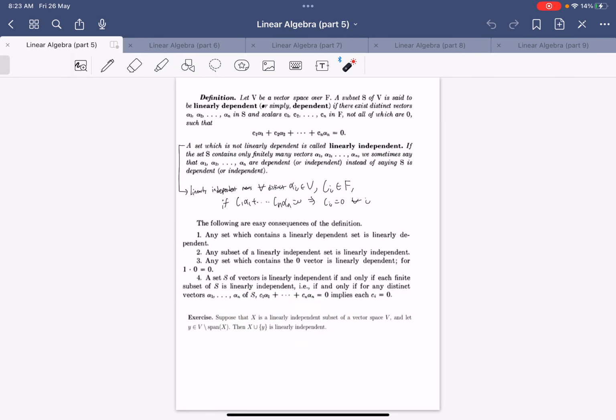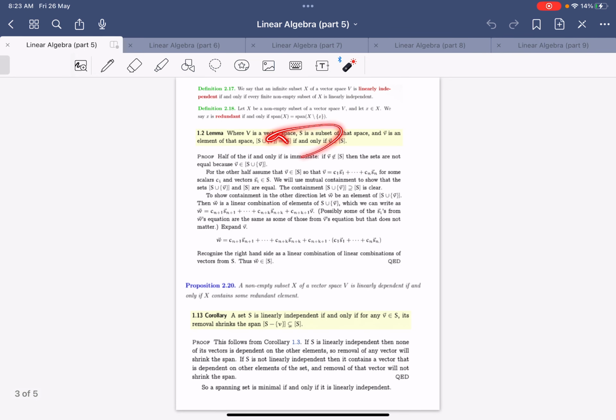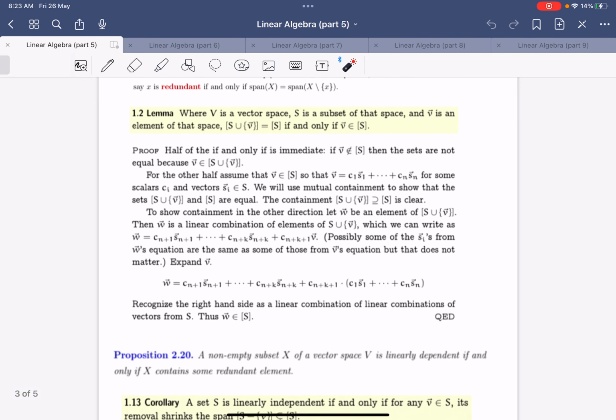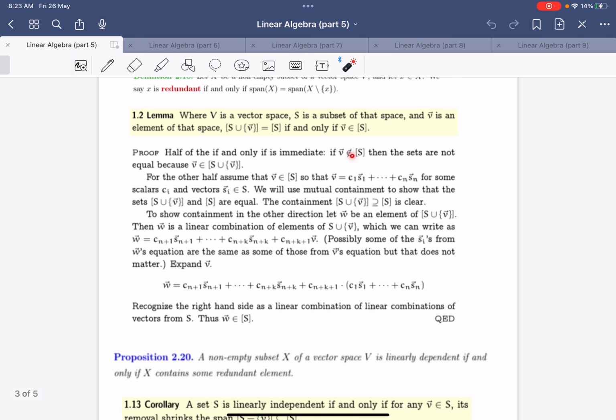X union Y will still be linearly independent. So if you think about it, we shall just prove it quickly. If V is not in the span, then the sets will not be equal, since V will of course be an element of S union this. So now to prove the other direction, you assume V is in the span. So V can be written as a linear combination. And we can just show the mutual containment, because of course S must be contained inside this.